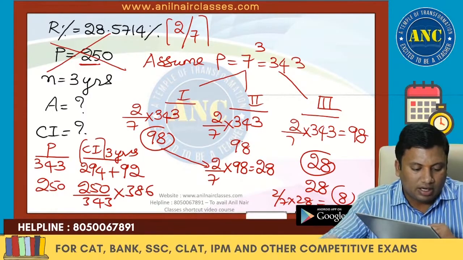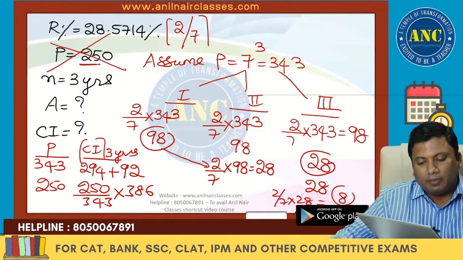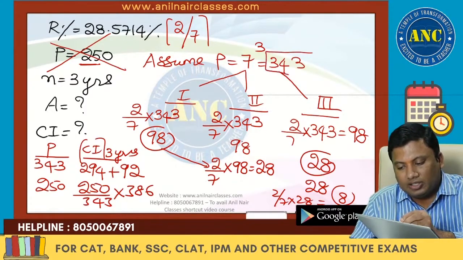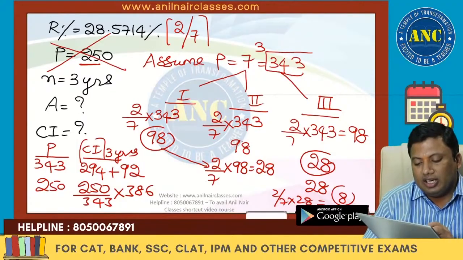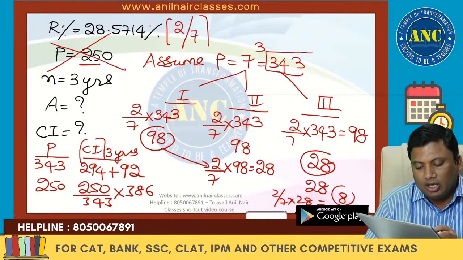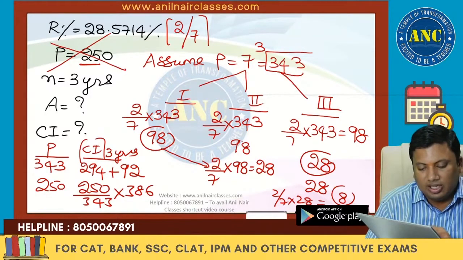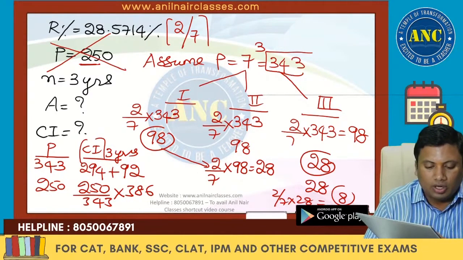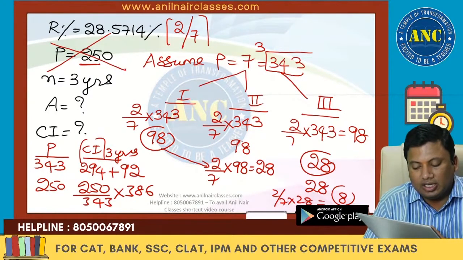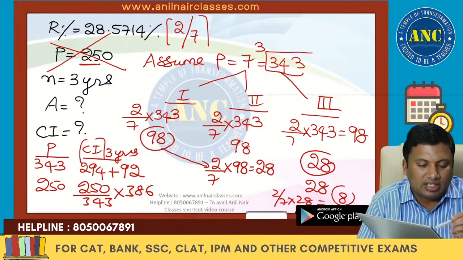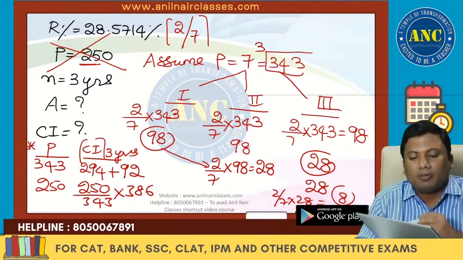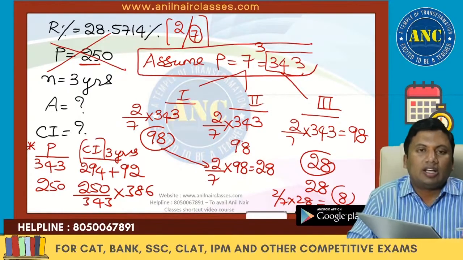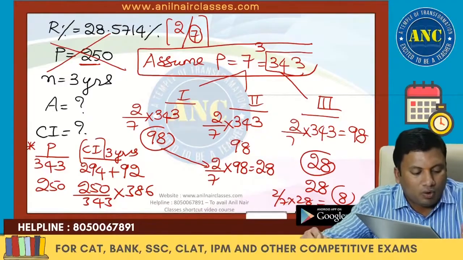Assume principal equivalent to denominator power k. So, for 3 years, if I take principal as 343, first year 98, second year 98, 98. 2 by 7 of 98 is 28. Again 28. 98 3s are 294. 28, 28, 28, that is 84, plus 8, it is 92. If the principal is not a multiple of the denominator, use the assumption method. Model number 1, I hope it is clear.